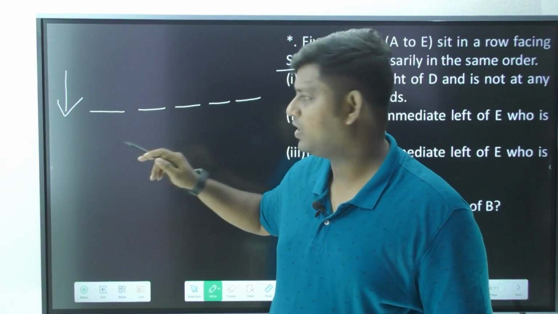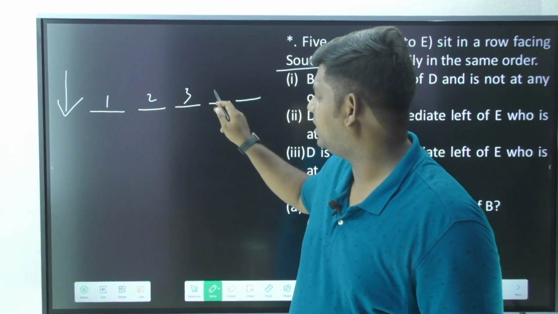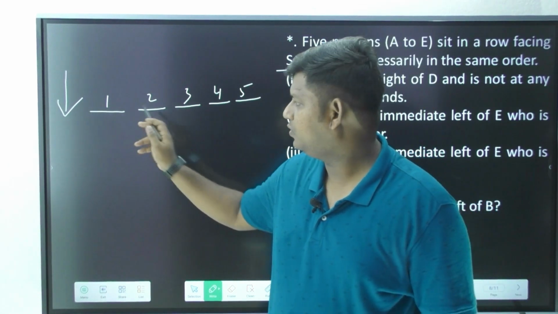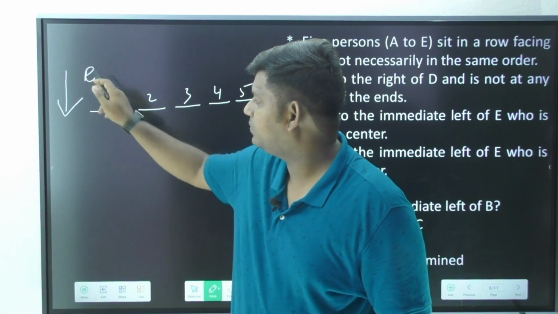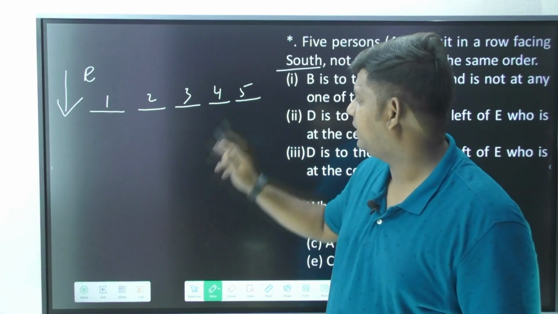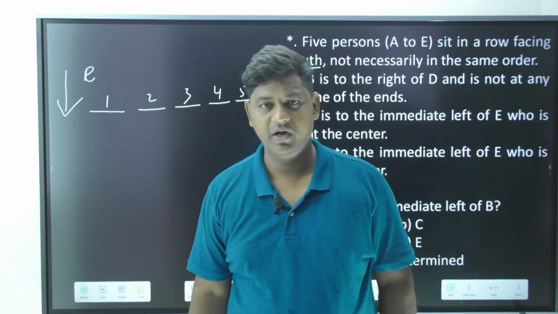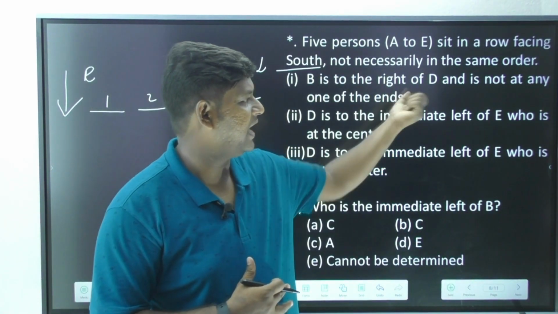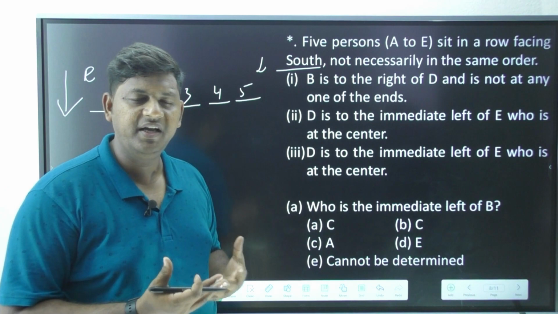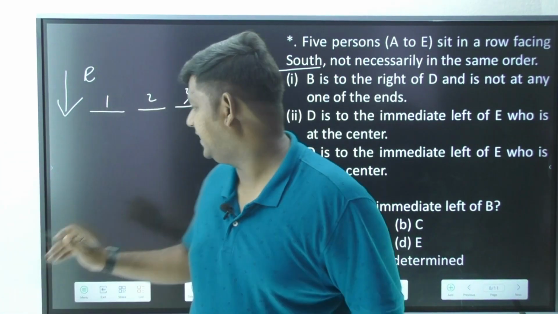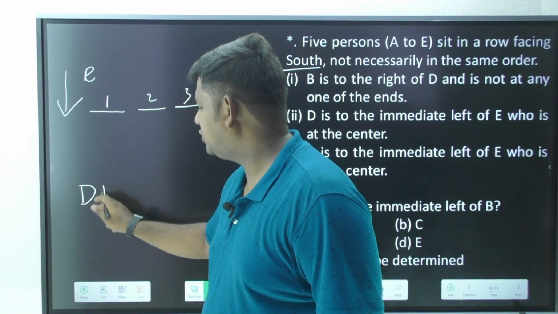And again, how many persons do we have here? 5 persons. For your better understanding, I am just going to give you the numbers. Now position number 1 is going to become the right hand side corner and position number 5 is going to become the left hand side corner. B is to the right of D. B's right side D or D's right side B? Tell me. So D's right side B.